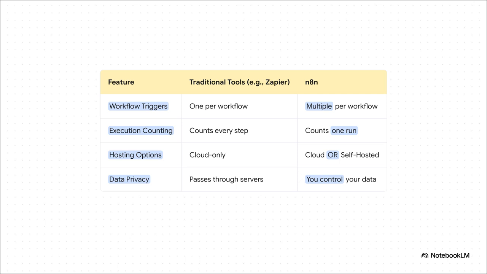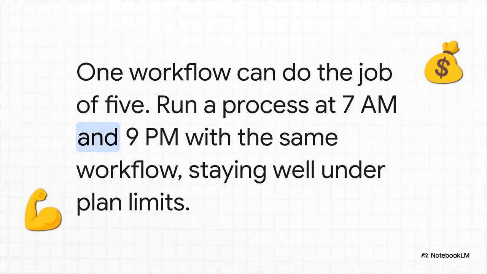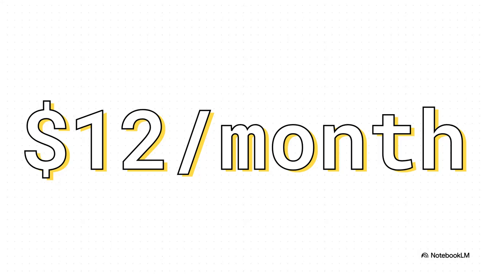And we haven't even gotten to the hosting options yet. So just think about what that means in practice, right? On other platforms, if you want something to run at 7 a.m. and then again at 9 p.m., that's two different workflows. You're getting billed twice. In n8n, you just add another trigger to the same workflow. It's that simple. You're getting more done with way less complexity, and you're staying way under your plan limits. And then there's the self-hosting option for anyone who wants total control and power. According to our source, you can run this thing for something like $12 a month on a cloud service and get, wait for it, basically unlimited workflow runs. Unlimited. It's an absolutely incredible deal.